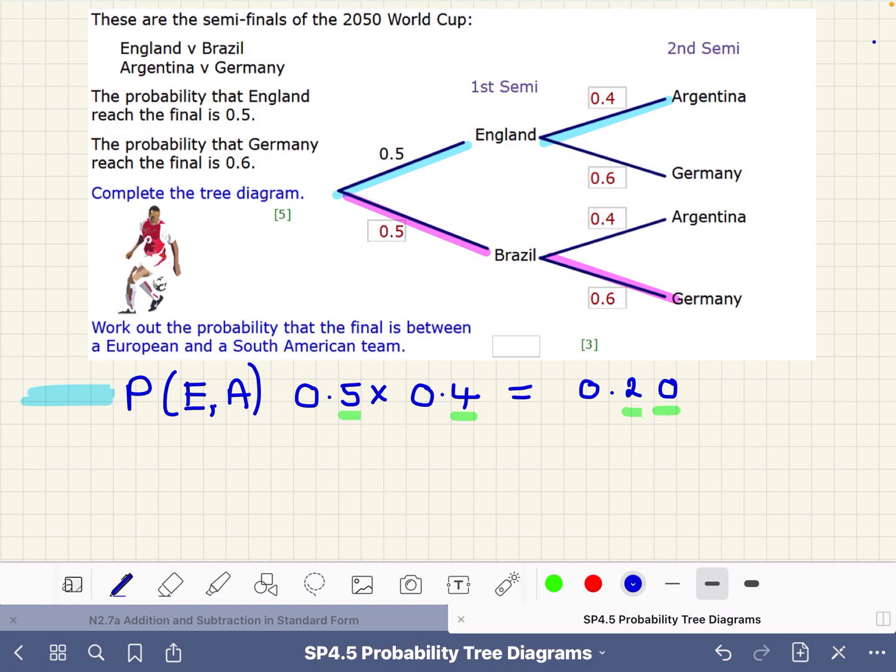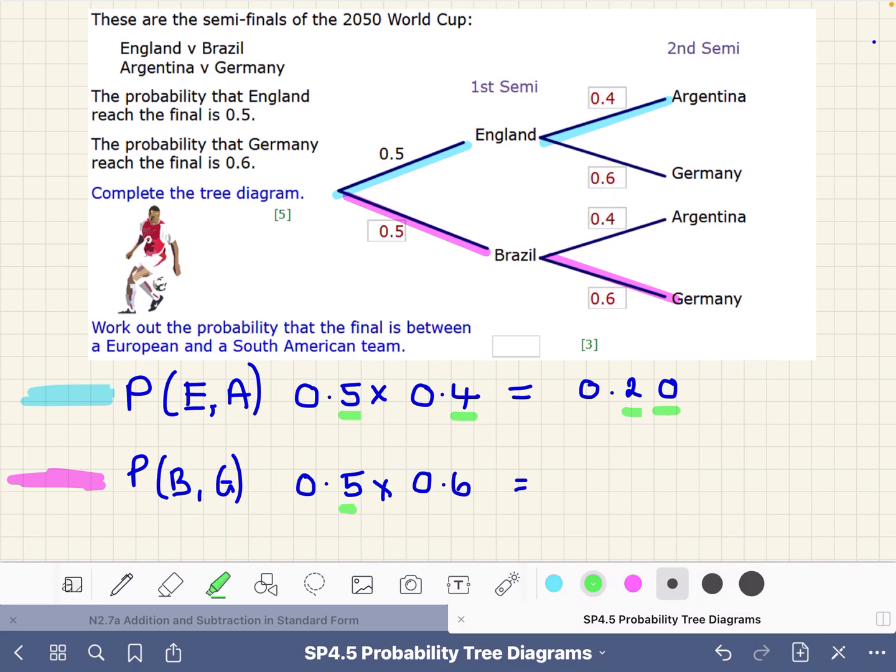We will now look at Brazil and Germany, where we'd have the probability of Brazil and Germany, which is 0.5 for Brazil multiplied by the 0.6 for Germany. We have 2 decimal places in our question, which means we have 2 decimal places in our answer. 5 times 6 is 30, with a 0 before it.